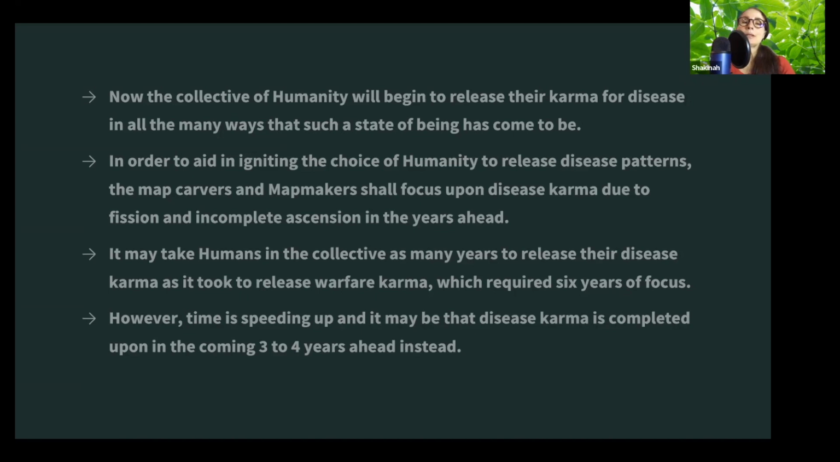It may take humans in the collective as many years to release their disease karma as it took to release warfare karma, which required 6 years of focus. However, time is speeding up, and it may be that disease karma is completed upon in the coming 3 to 4 years ahead instead.